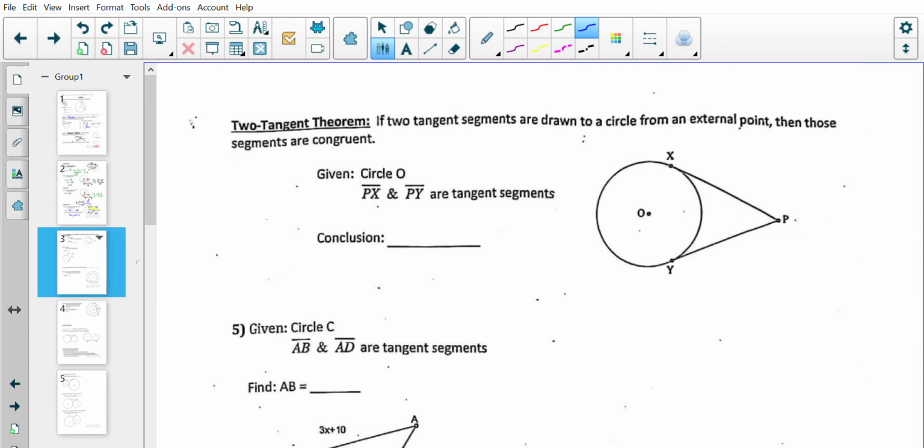We have a theorem. If two tangent segments are drawn to a circle from an external point, those two segments are congruent. What does that mean? It means if I have from a single point two segments that are tangent to the same circle, so here PX and PY are both tangent from point P, these two segments will always end up being congruent. So PX is congruent to PY. If you have two tangents coming from the same outside point, those two tangents have to be congruent.